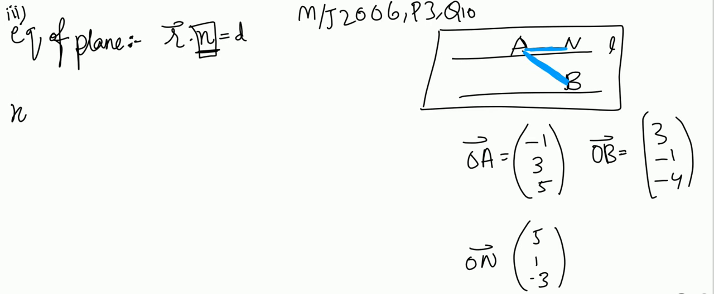Now to find this n, which would be normal to the plane, and it will be normal at the point where AN and AB, these two lines, are gonna meet. So the cross product of AN into AB is going to give us that.